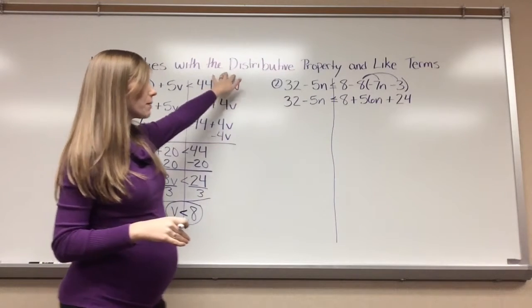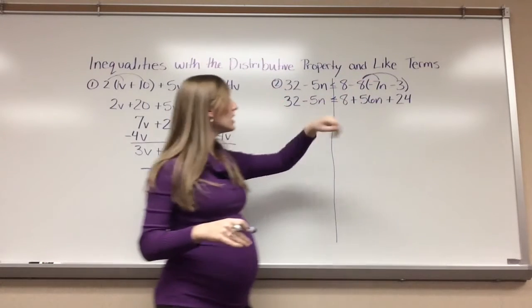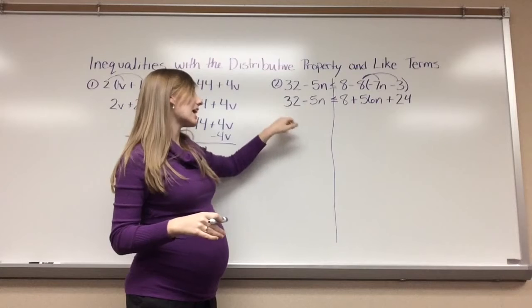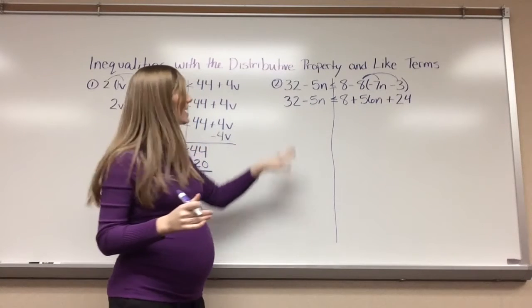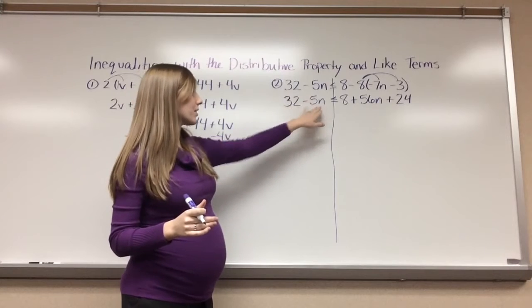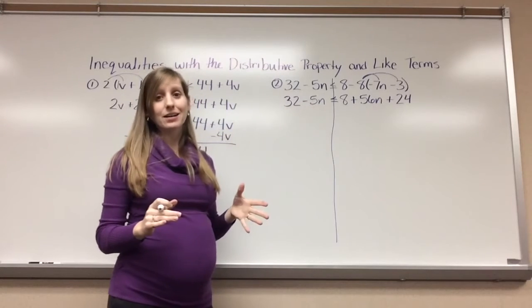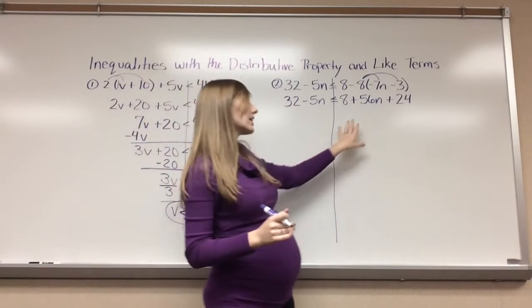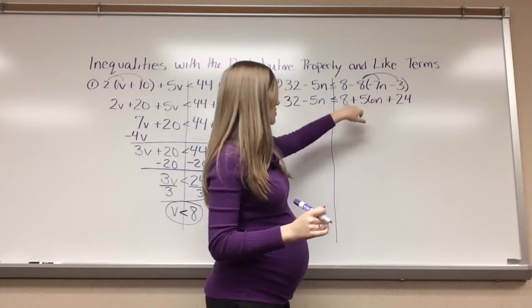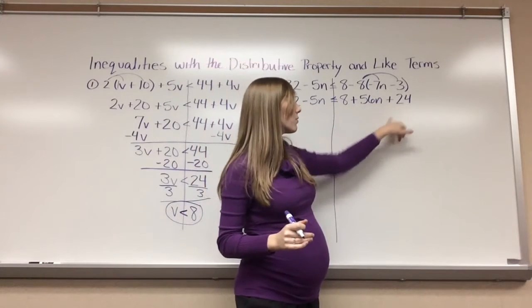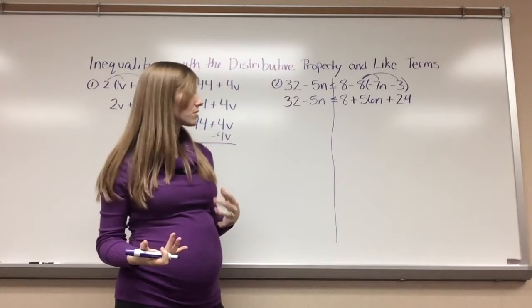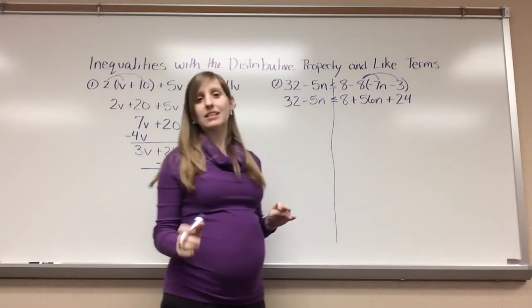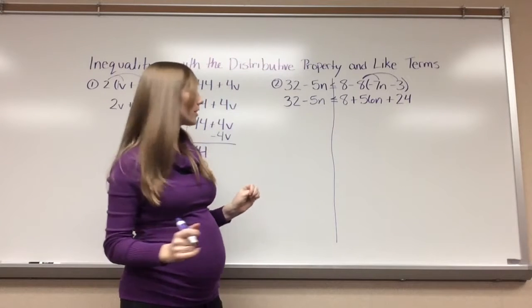Once you do the distributive property, combine like terms. Well, looking at the left-hand side, 32 and minus 5n, those are not like terms, right? The 5n has the variable, the 32 does not. You cannot combine those. But if I look at the right-hand side, I notice I have an 8 and a 24. Neither of those have the variable, so I can combine those. The plus 56n, that's going to stay the same because it does have a variable.